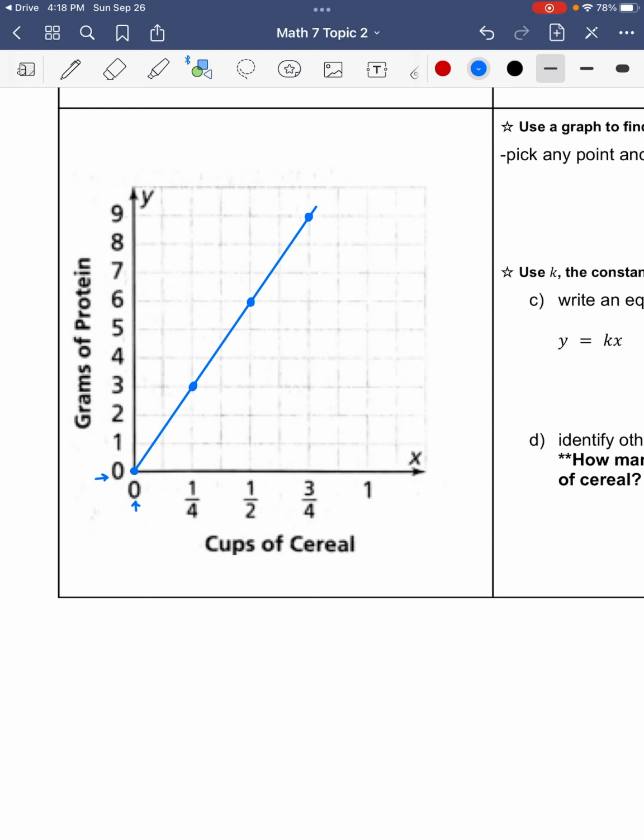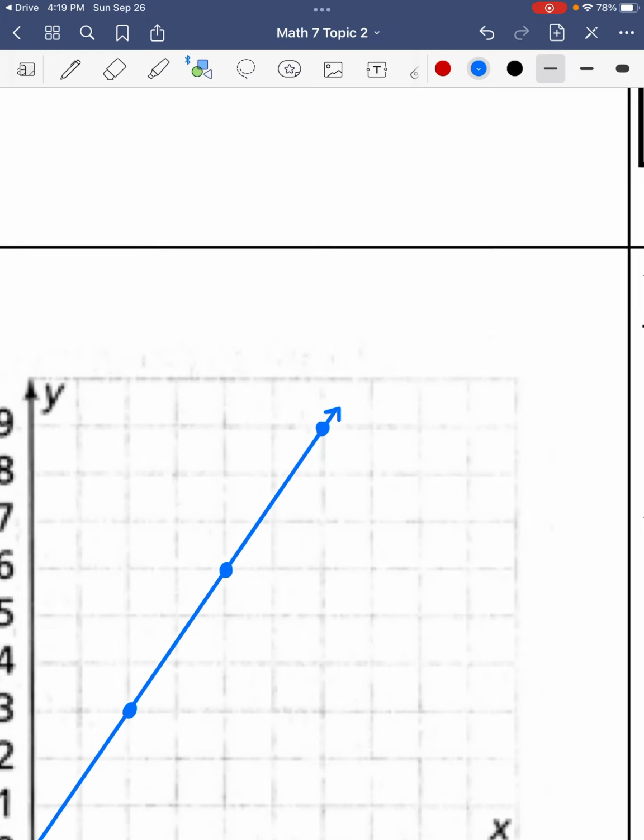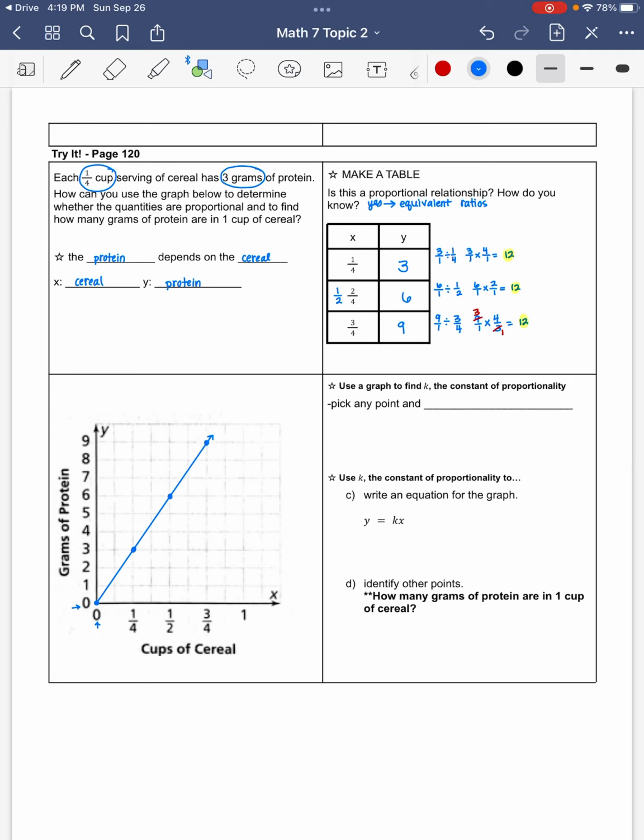So this is a proportional relationship. We have a graph that is a straight line, and it goes through the point 0, 0, which is called the origin. Okay? We also know that this graph would keep on going, right? And we'll talk about that in a minute.